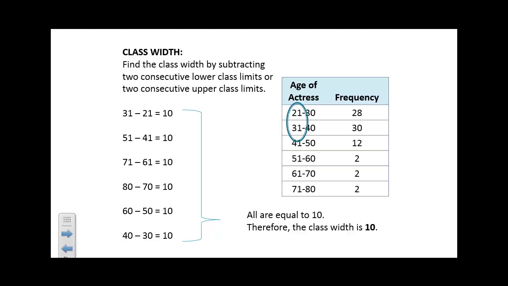Now let's talk about the class width. We find the class width by subtracting two consecutive lower class limits, which I have circled, or we could take two consecutive upper class limits and subtract those. 70 minus 60 is still 10. As long as you're selecting two lower class limits or two upper class limits that are consecutive, you'll get your class width. In this case, the class width is 10 no matter what you subtract. So that is your class width.